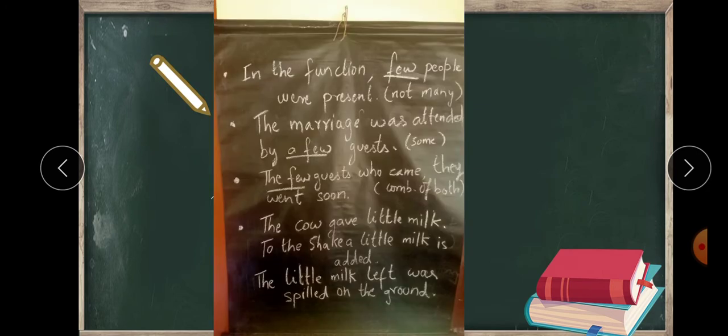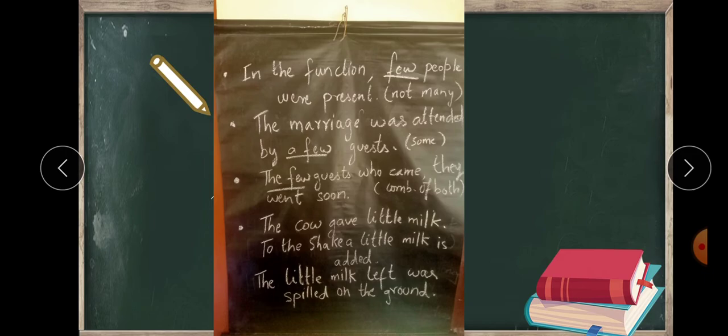Some more examples. In the function, few people were present, not many. The marriage was attended by a few guests, some. The few guests who came, they went soon. Combination of both. The cow gave little milk. To the shake, a little milk is added, somewhat. The little milk left was spilled on the ground. So this is the use of little, a little, the little.